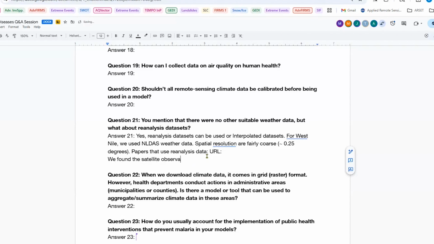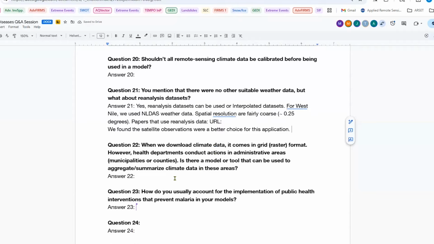Thank you, Mike. Now the other question, which is number 22, relates more to combining data sets at different spatial resolution and administrative configurations. When we download climate data, it comes in a grid or raster format. However, health departments conduct actions in administrative areas, municipalities or counties. Is there a model or tool that can be used to aggregate or summarize climate data in these areas?